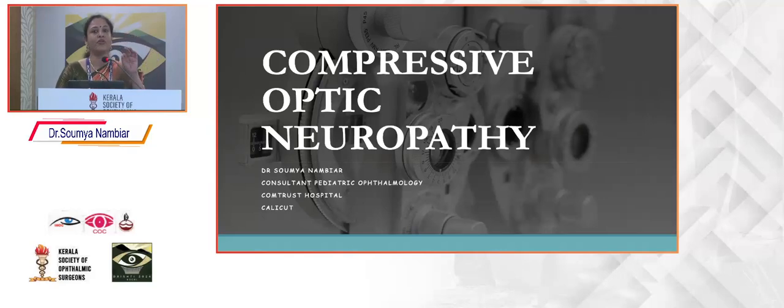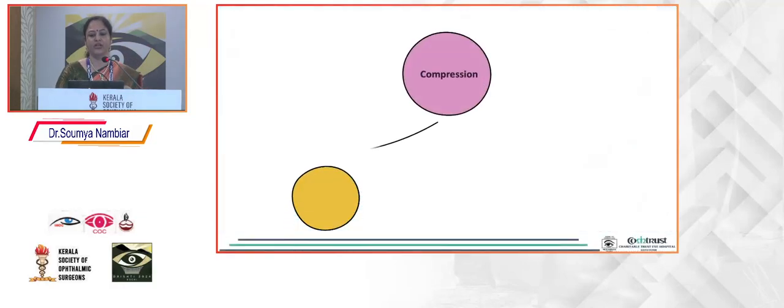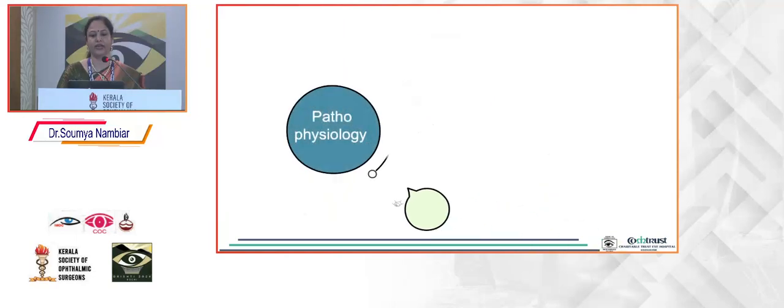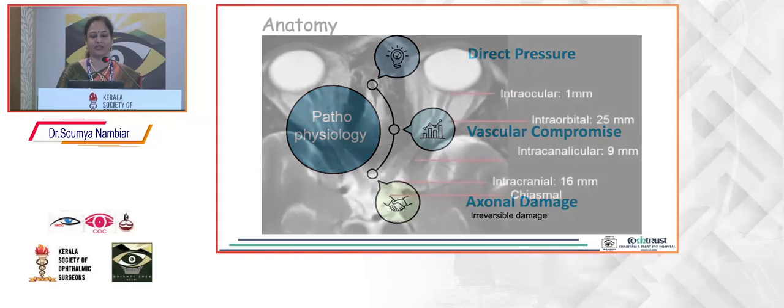So today I'm going to talk about compressive optic neuropathy. What do you mean by compressive optic neuropathy? It is damage to the optic nerve by pressure within the optic nerve or from nearby structures. So it could be a compression because of an intrinsic cause, or due to an extrinsic cause. How does the damage occur? It could be because of direct pressure from the mass, because of vascular compromise as it compresses on some vessels, or because of axonal damage.